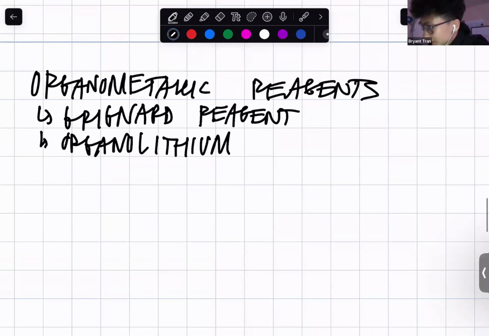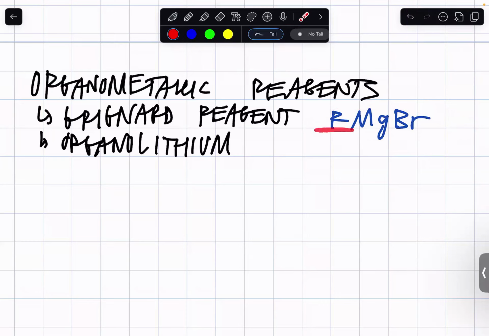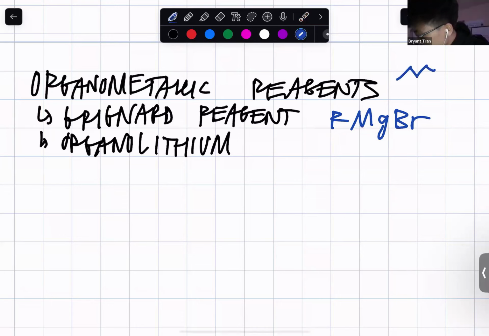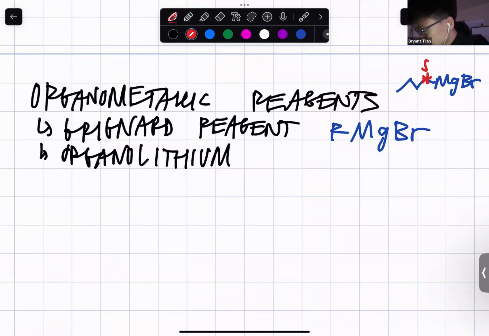Okay, so Grignard reagent is going to be an R-MgBr, right? Where the R group that is directly attached to the Mg is negatively charged. So an example would be something like this. If we have this structure here, the carbon directly attached to the Mg, magnesium, is negatively charged. So that's my partial negative charge carbon right there.